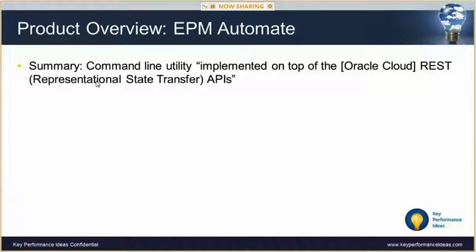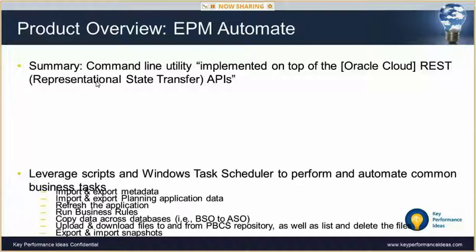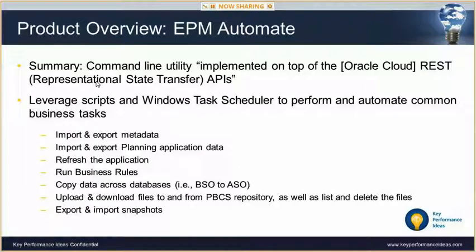So a summary here of what EPM Automate is: a command line utility that's implemented on top of the Oracle Cloud REST APIs, and REST stands for Representational State Transfer. So everything that can be done within the context of EPM Automate can actually be done using the REST APIs as well. Looking at this a little bit more here, EPM Automate leverages scripts as well as the Windows Task Scheduler to perform and automate common business tasks.